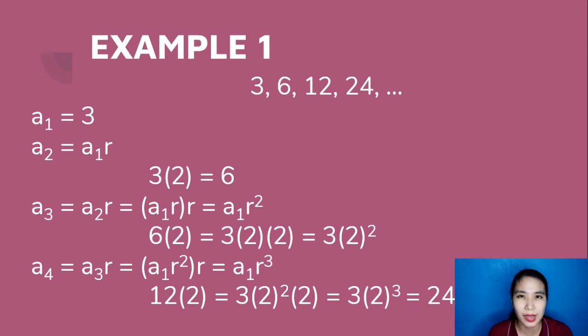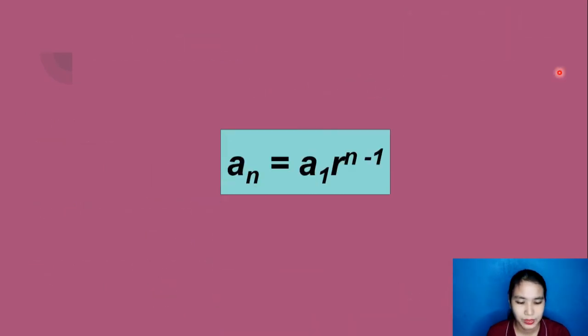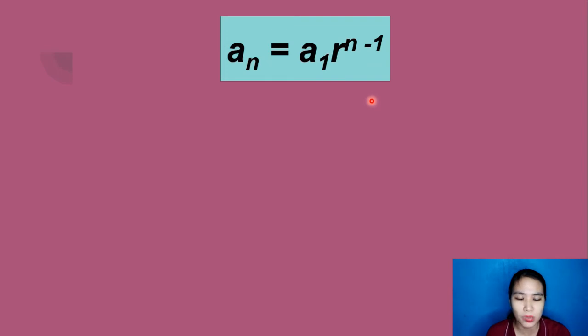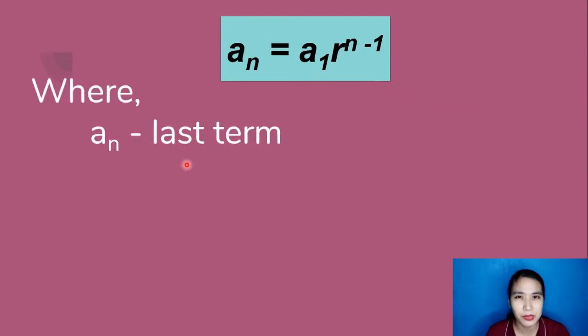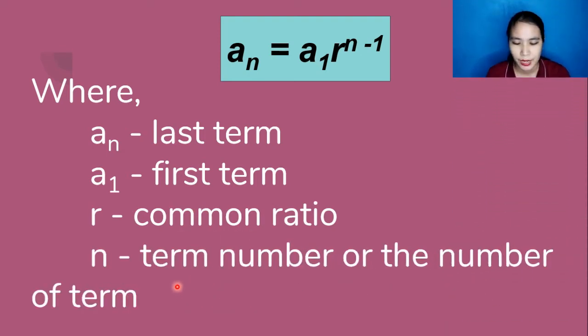Using this pattern, we can say that the general rule of a given geometric sequence can be expressed by a sub n equals a sub 1 times r raised to n minus 1. Given the general rule of a geometric sequence, a sub n equals a sub 1 times r raised to n minus 1, our a sub n refers to the last term. Our a sub 1 will be the first term. Our r is our common ratio, and our n is the term number or the number of terms.